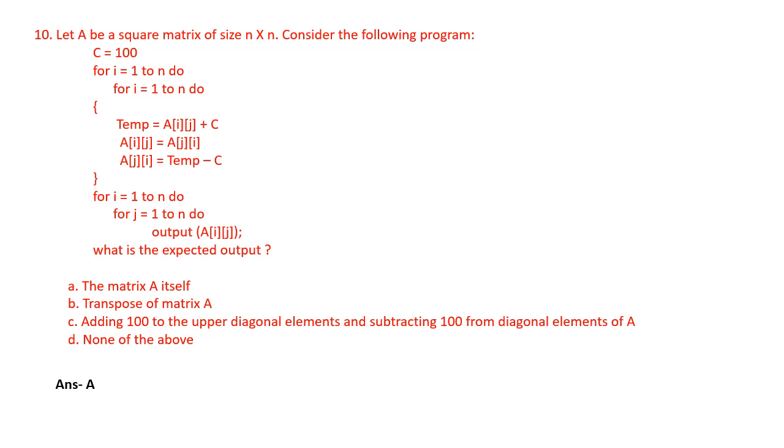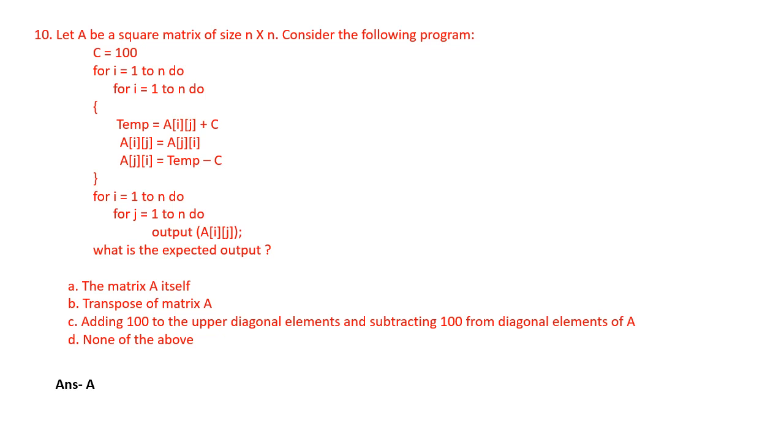So let A be a square matrix, of size n into n. Consider the following program: C equals 100, for i equals 1 to n, and again for j equals 1 to n. Actually here it is not i, it is j in the second for. Temp equals a[i][j] plus c, a[i][j] equals a[j][i], and then a[j][i] equals temp minus c. Then it is printing the elements.